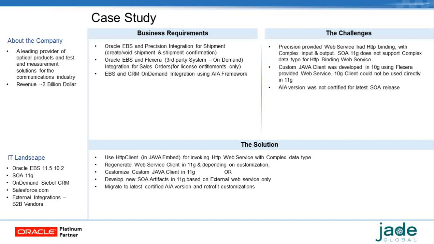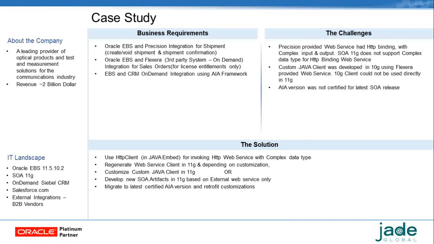So the challenges: the Precision provider web services had HTTP binding with complex input and output data types. SOA 11g does not support complex data types for HTTP binding web services. Then a custom Java client was developed in 10g using Flexera-provided web services, so the 10g client could not be used directly in 11g. And the AIA version was not certified for the latest SOA release. So these were the challenges we faced.